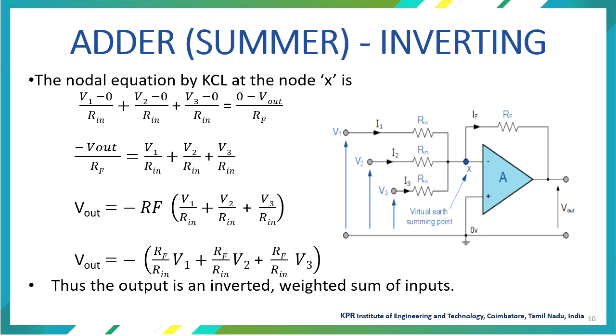Now we are bringing Rf inside the bracket. So Vout will be equal to minus Rf by Rin V1 plus Rf by Rin V2 plus Rf by Rin into V3. This is the output calculated for the summer circuit given here. Further, we need to simplify to get the addition of the input terminals.